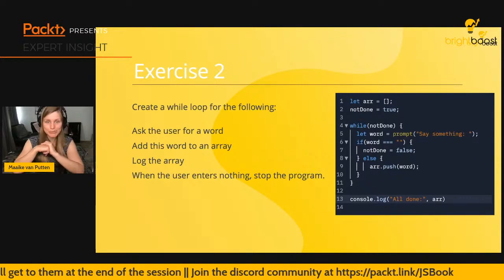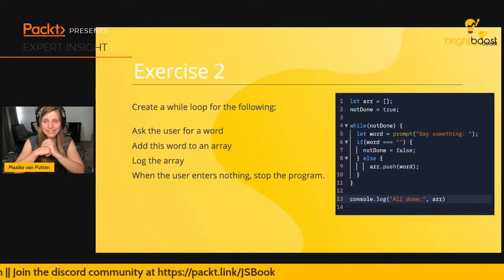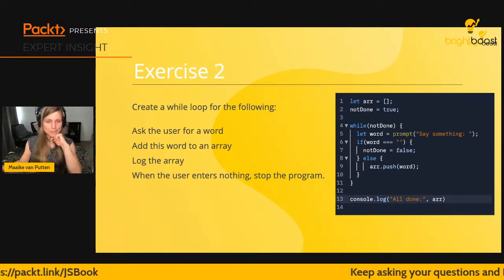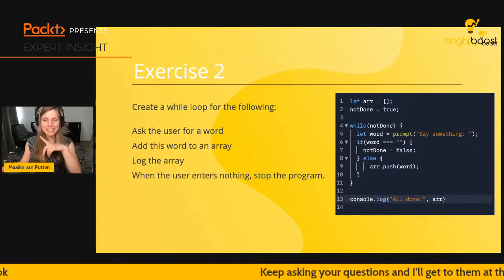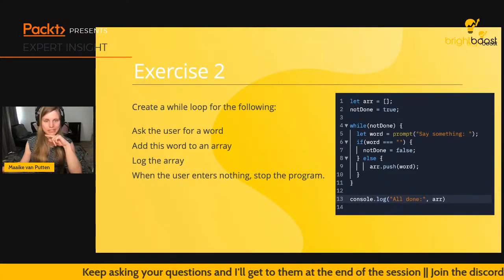Then after the loop, I'm logging the array. And that's it. The guess the number game, you can find on the GitHub repository. Alright, so that's it for last week. Let's go ahead and have a look at this week's content.